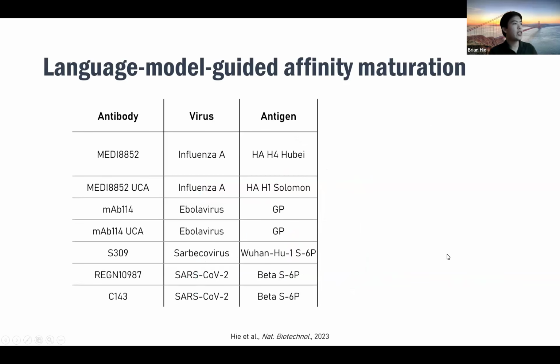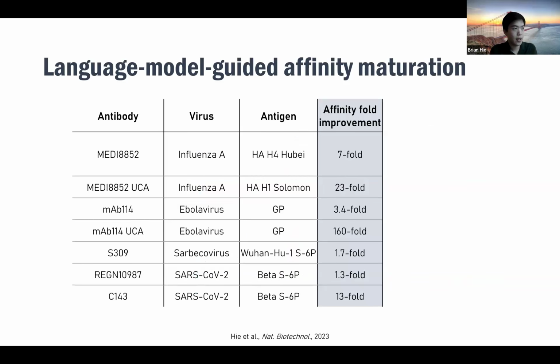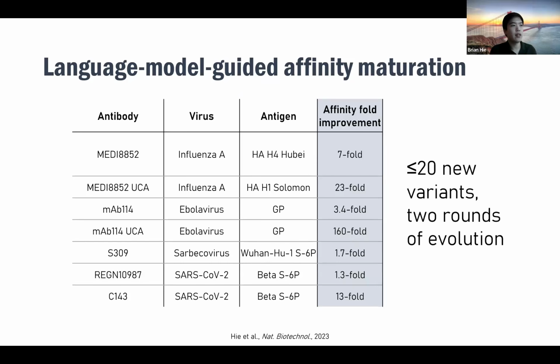We also show that this approach works across diverse antibodies that bind to diverse viral antigens, including the glycoprotein of Ebola virus and the spike protein of SARS-CoV-2. In all cases, we observe sometimes modest, but sometimes substantial improvements in affinity. In this one case, reaching a 2 orders of magnitude improvement for this Ebola virus antibody. And this is doing very, very lightweight directed evolution.